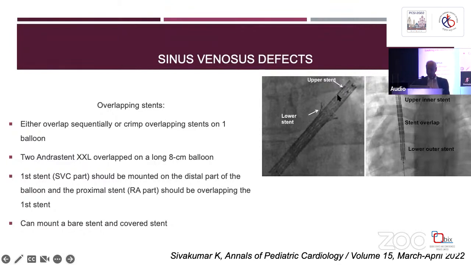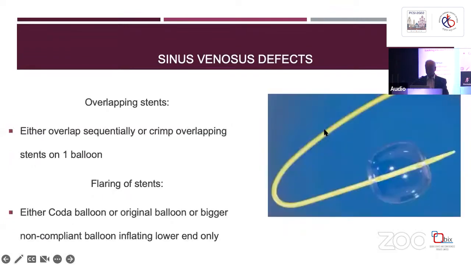The inner one can be the bare one, and this is going to be at the internal jugular end, and this is going to be across the defect. So these are two Andra XXL stents overlapping on an 8-centimeter balloon, and that is an important part of the covering. You can mount one covered and one bare, or you can mount two covered stents depending on the lengths that you've got. Coda balloon, I've mentioned, very important.